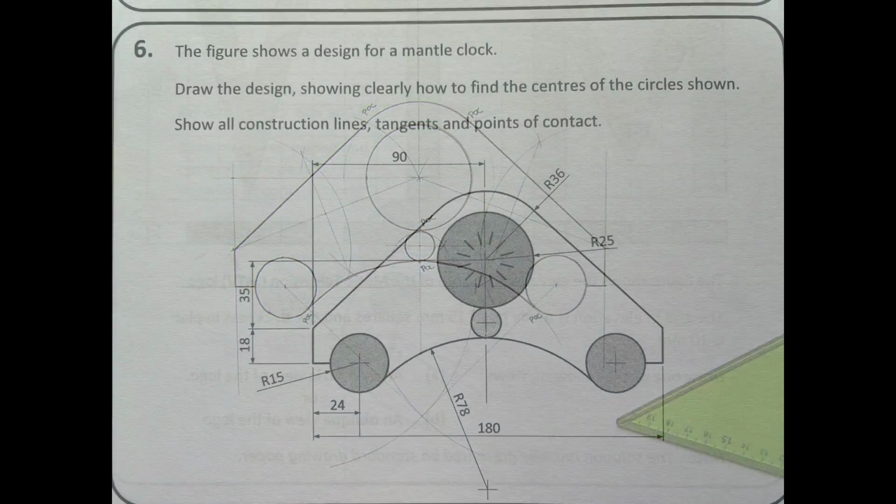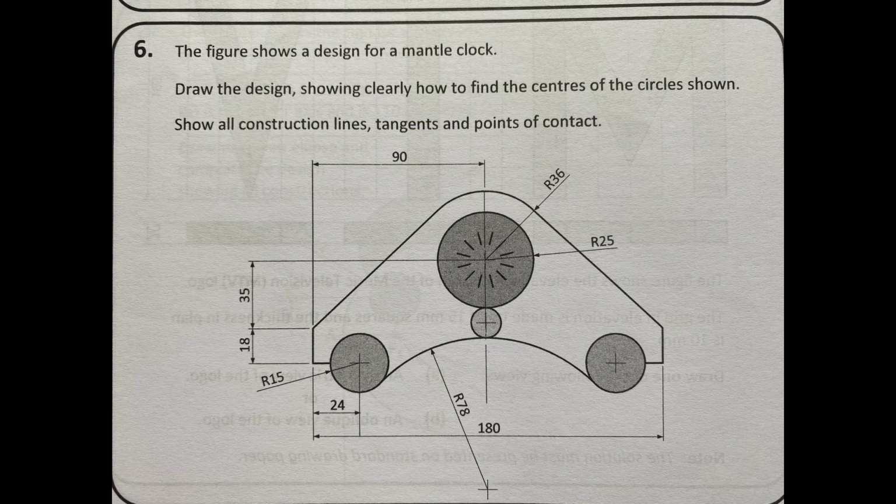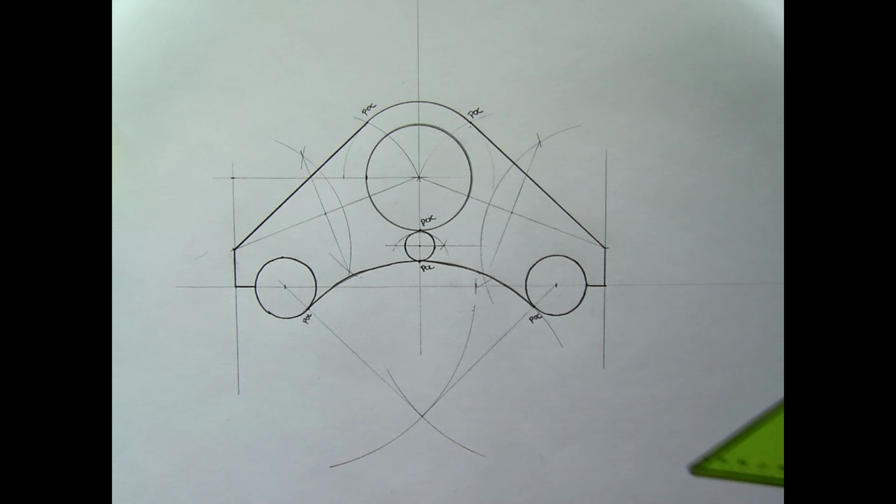So just a quick look at the question again, make sure we have everything done. Draw the design showing clearly how to find the centers of the circles shown. Yes, we've that done. We've shown all our construction lines, we've shown all the tangents, and we've located all our points of contact. So that's it, the question finished. 2020 ordinary level question 6.